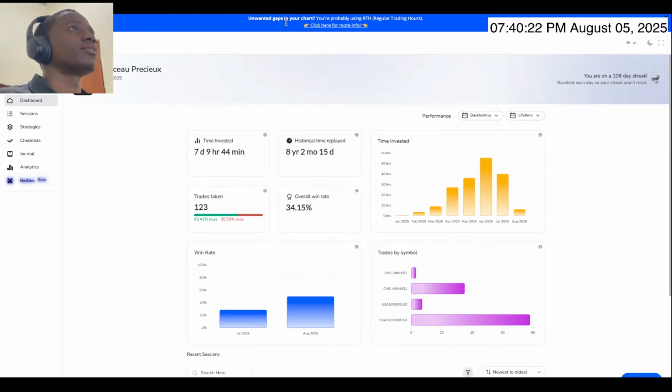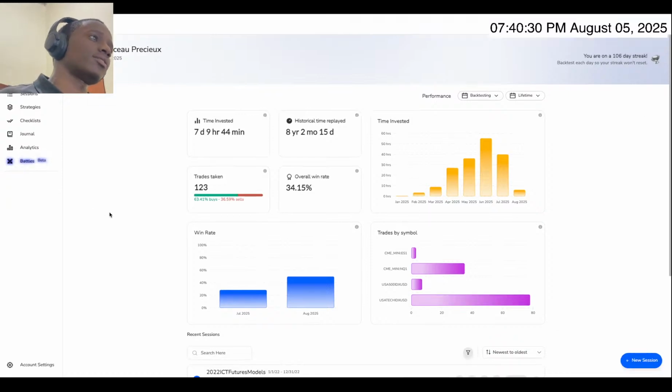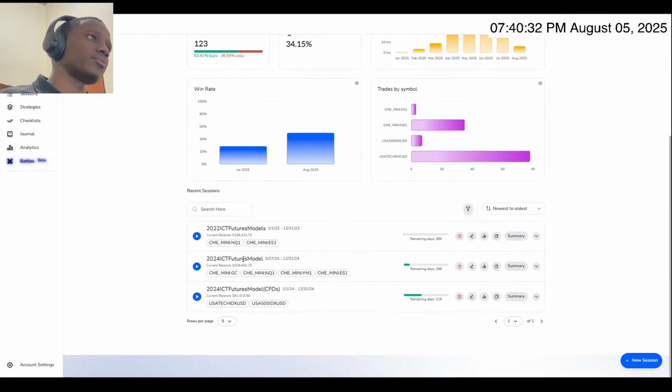What's this? Unwanted gaps. I saw from the last session that they added this RTH. Anyways, let's just get started. I'd like to go to this 2024 ICT futures model.